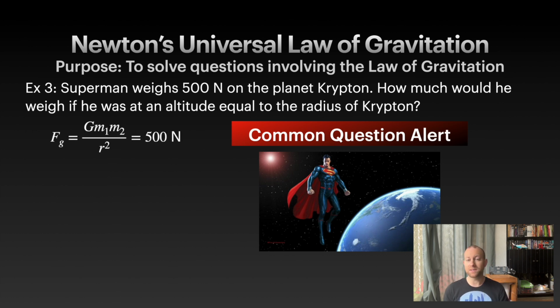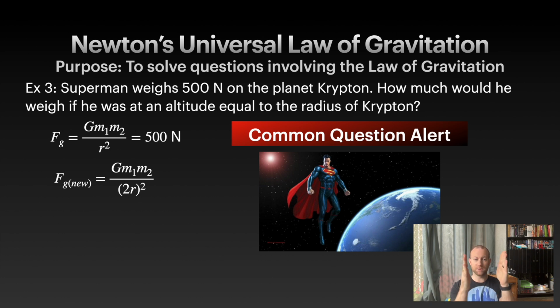The method for this is always going to be the same. Originally, Fg is this equation, and it equals 500 newtons. That's his original weight. That's when he's on the planet. Now his new weight, or his new force of gravity, I'm doubling the distance between Superman and the center of Krypton. He was originally at R. Imagine here's the planet. Here's Superman on the planet. R is the distance between those. Now he's doubling that.